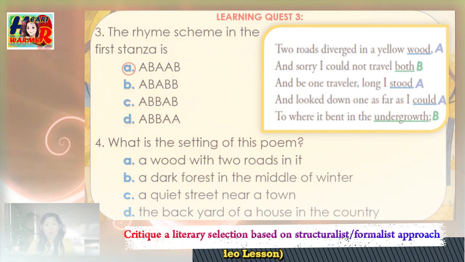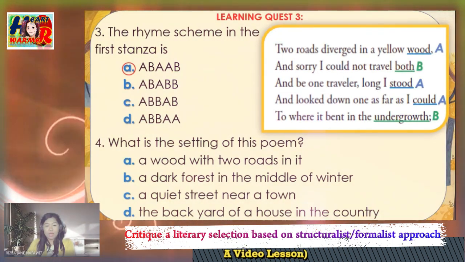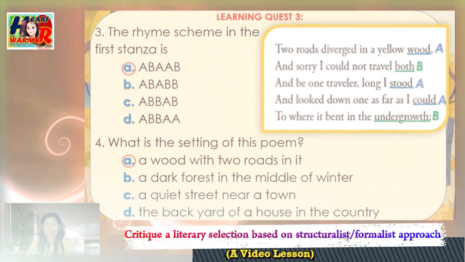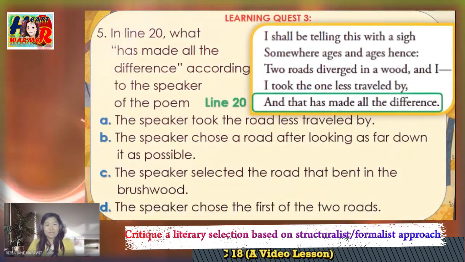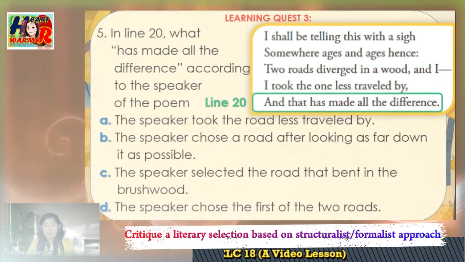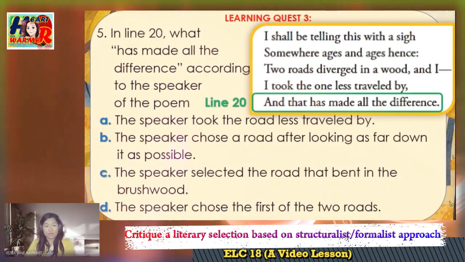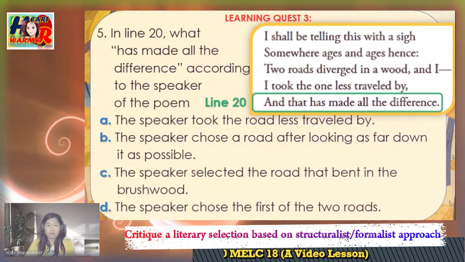Number 4. What is the setting of this poem? Now, if you answered A, it's correct. A wood with two roads in it. Let's proceed to number 5. In line 20, which is, and that has made all the difference. According to the speaker of the poem, what do you think is being referred to?